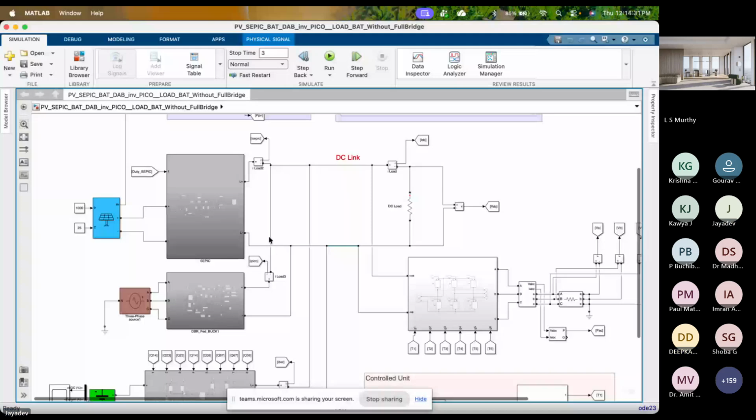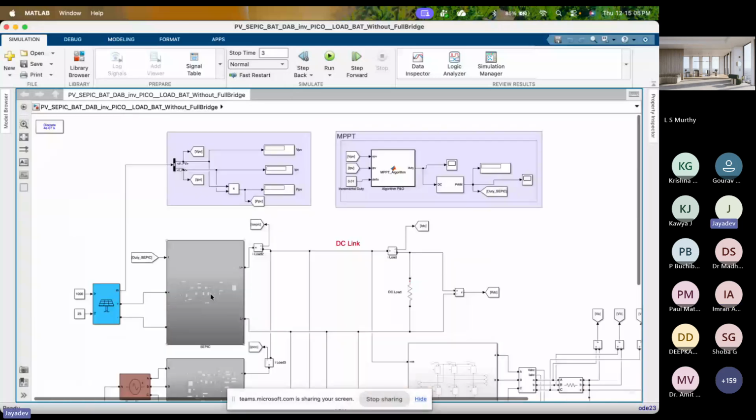Have you considered Pico as a three-phase source, like an alternator? I have considered Pico as a three-phase source like an alternator, because in our laboratory the Pico Hydro we have is a three-phase alternator only. So because of that, I have considered a three-phase source in the simulation also. Okay.